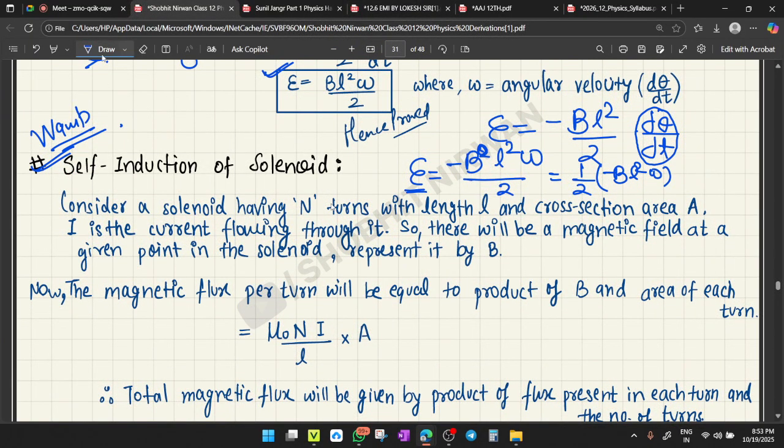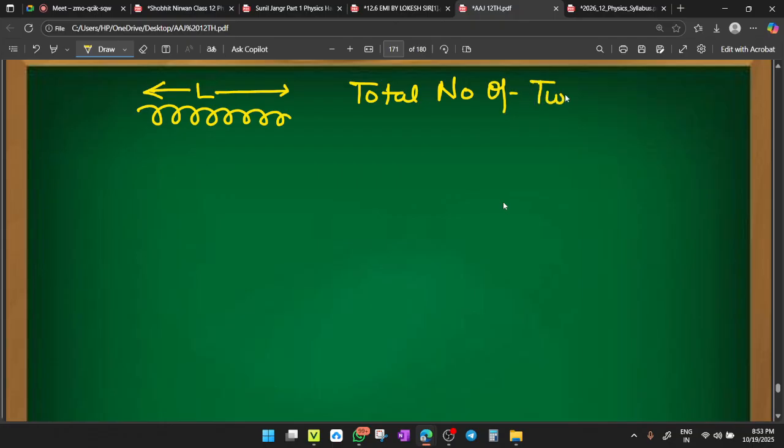Okay, students. So make the next heading: self-induction of a solenoid. We are going to calculate on what factors the self-inductance depends. If we have a coil of length L and total number of turns equals to capital N, then, as capital L we have reserved for self-inductance, we have to take the length of the coil equals to small l.